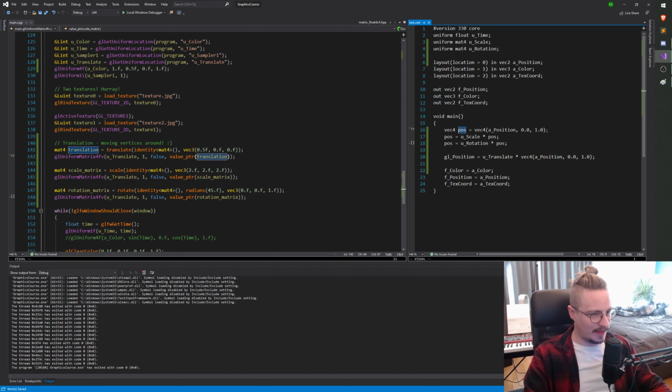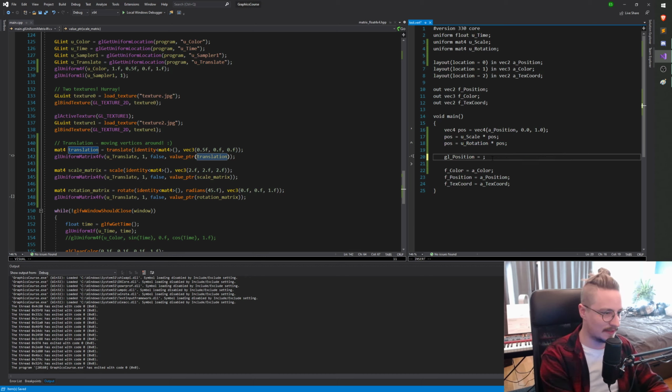So here I'm making the position from the input vertex, and then adding the 0 and 1 to make a vector 4, which, as I said before, is required to do matrix multiplication. Then I apply scaling and save the scaled vertex, and then I apply rotation to the scaled vertex. Then I'm gonna pass that into gl_Position. So I'm not gonna do this anymore. I'm just gonna pass pos in as gl_Position.